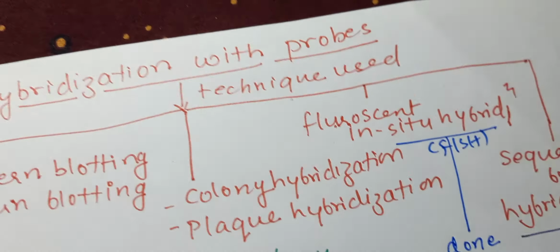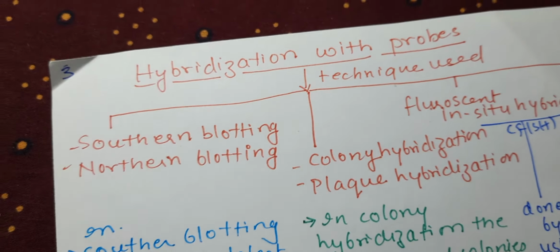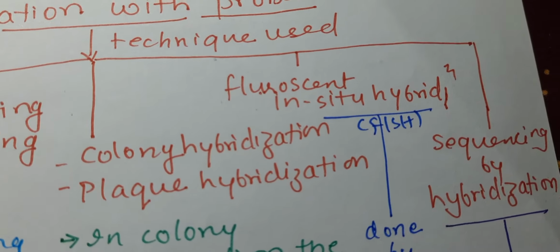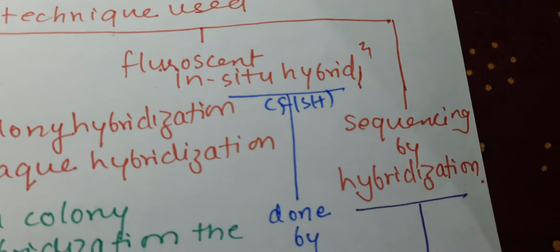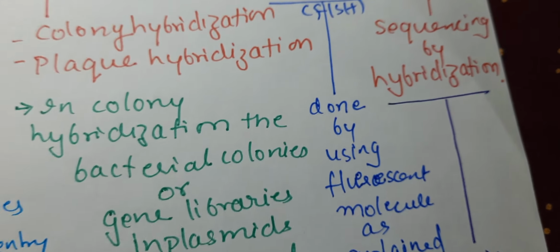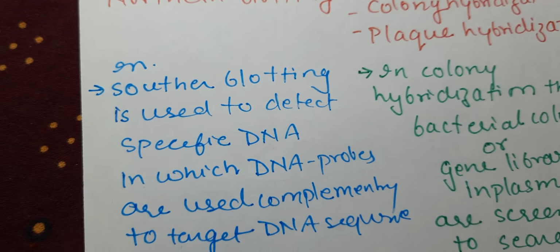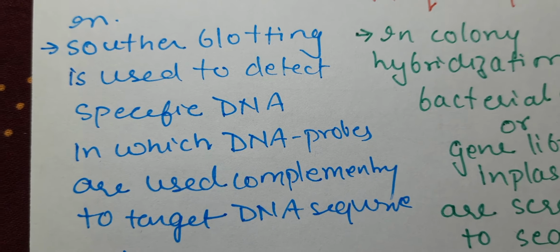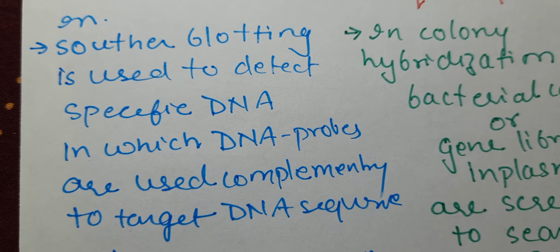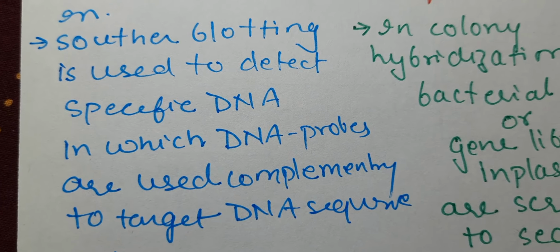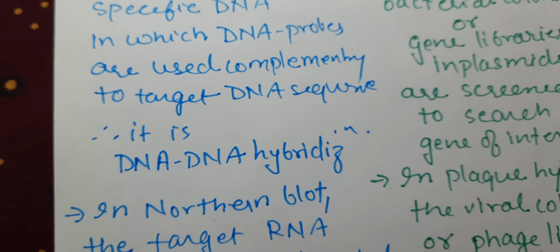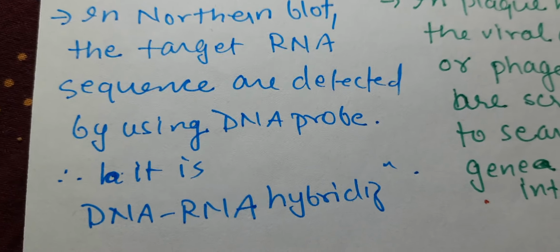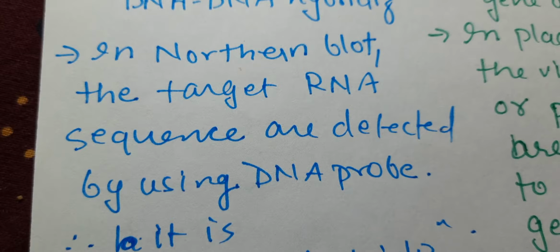So there are different techniques that are used for the hybridization of probe: southern blotting, northern blotting, colony hybridization, plaque hybridization, fluorescent in situ hybridization, sequencing by hybridization. Now, southern blotting is used to detect the specific DNA. So, which hybridization is there? Here, the target DNA is hybridized with the DNA probe. Okay, this is called southern hybridization. If the RNA is hybridized with DNA probe, we say it is northern blot.